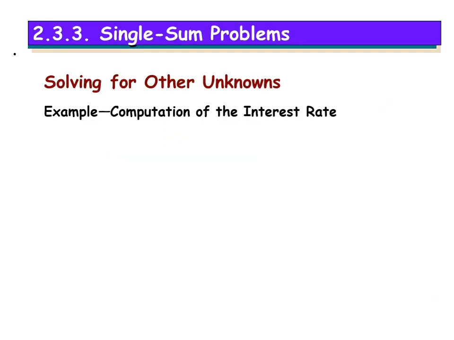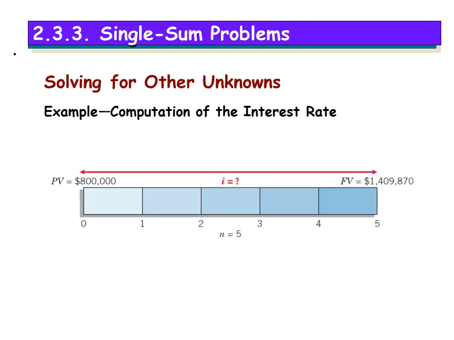Example: computation of the interest rate. The present value is 800,000. The future value is 1,409,870. Our n value is 5. We are going to calculate the unknown one, which is the interest rate. How can we get it? By using different techniques, we can get it by formula as well as by table form.